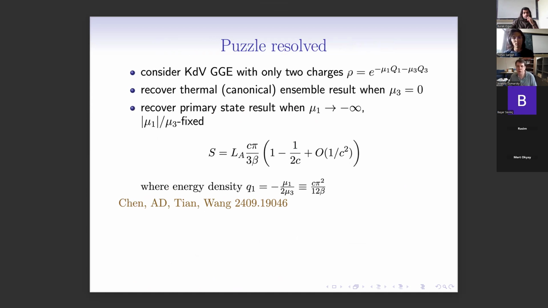You actually have to consider the GGE with only two chemical potentials. One can be considered as temperature, another is auxiliary one. And you have two regimes. There is a regime of a conventional canonical ensemble when you take mu3 equals 0. Then you just remove that, and that's a conventional canonical ensemble. Or you have another somewhat special regime where you keep mu1 divided by mu3 fixed and take mu1 to minus infinity. And in this regime, this ensemble will describe primary eigenstates.